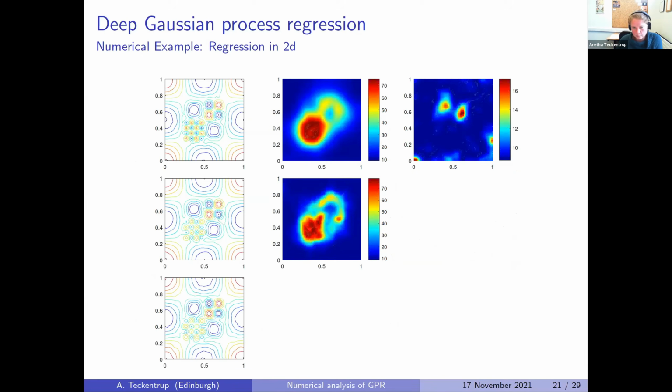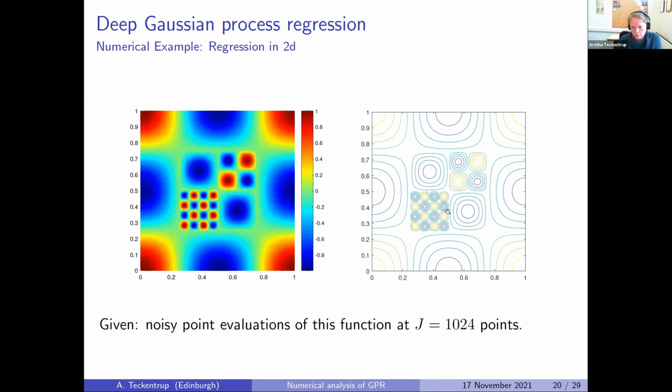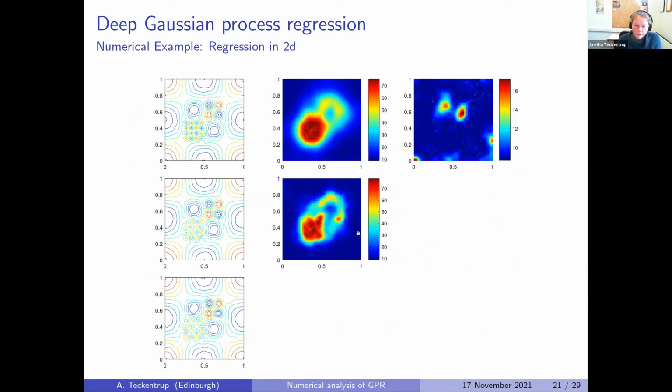So these are exactly the same kind of plots that I showed you for the 1D function. So these are the final reconstructions that we have for f in the contour plot. So we want it to look something like this. And again, this is a standard GP. This is a deep GP with 2 layers, and then this is a deep GP with 3 layers.